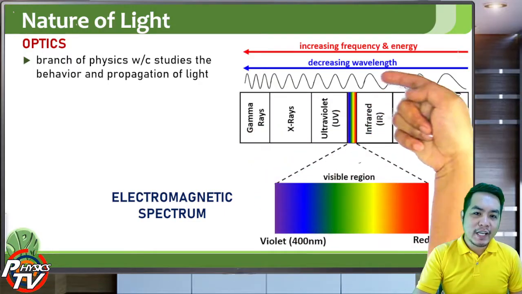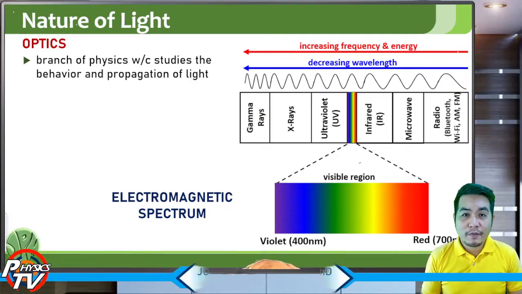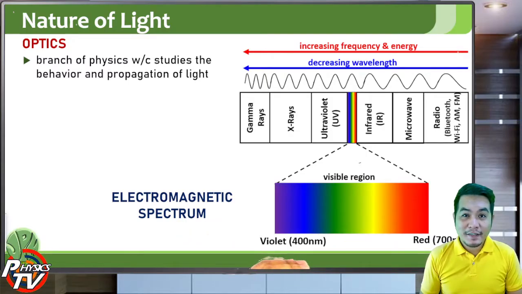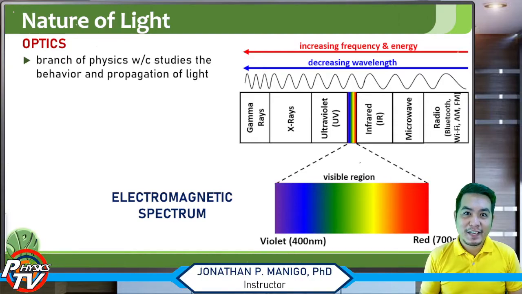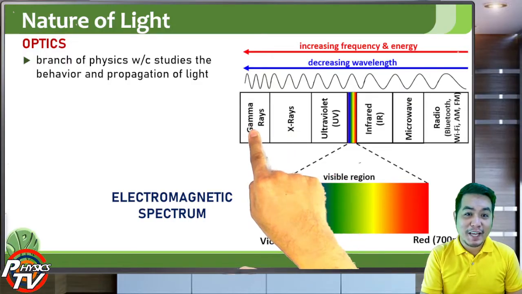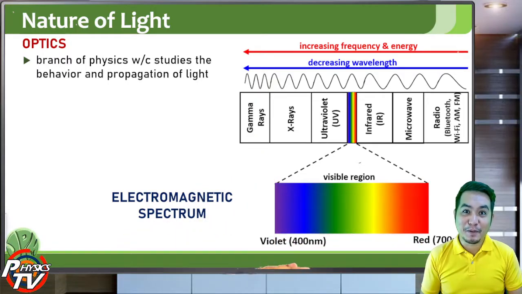So decreasing wavelength means increasing frequency and energy. Ultraviolet light has much higher energy than visible light. So UV from the sun can actually cause cancer because of its energy, and how much more so X-rays and gamma rays. So if you're exposed to gamma radiation, you will surely die, unless of course you're the Incredible Hulk.